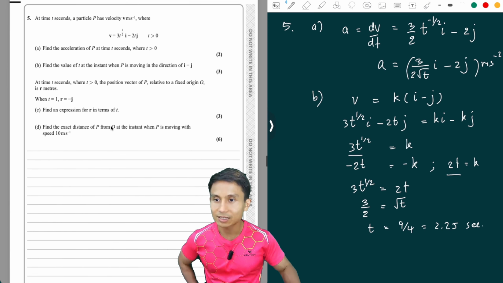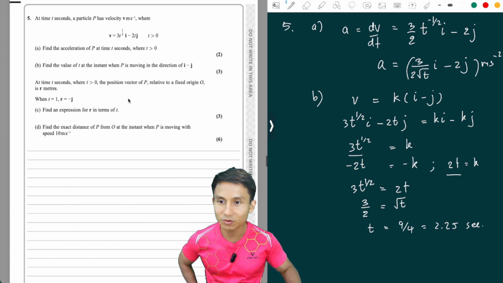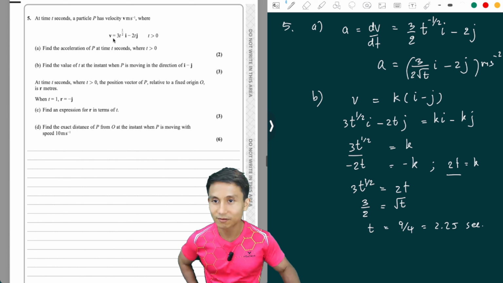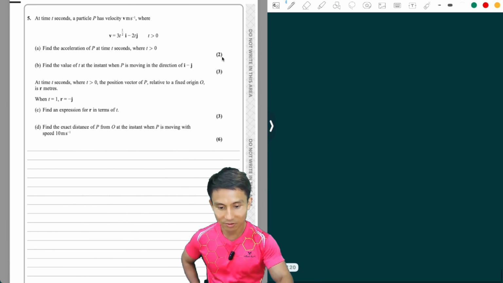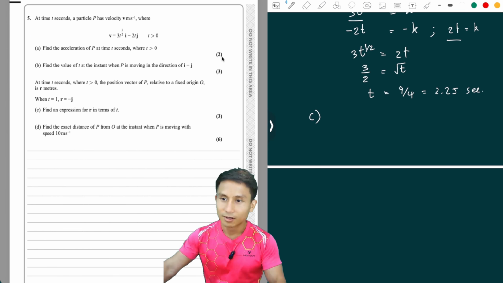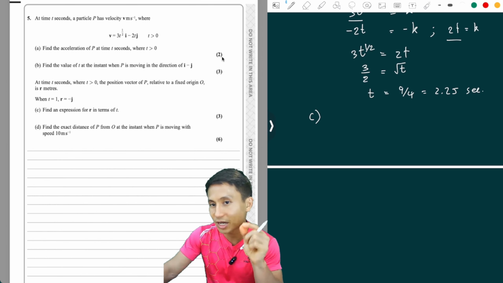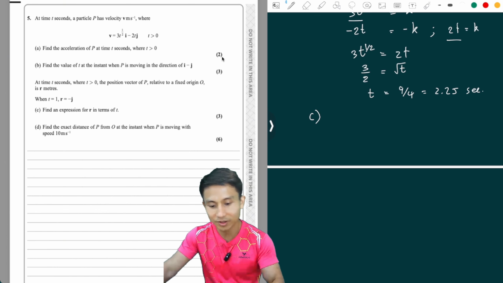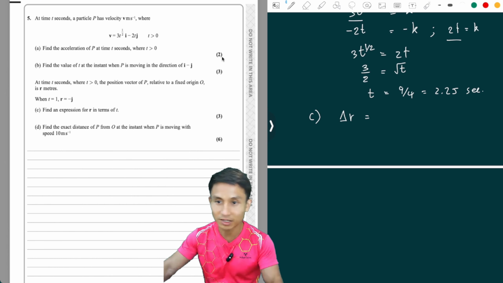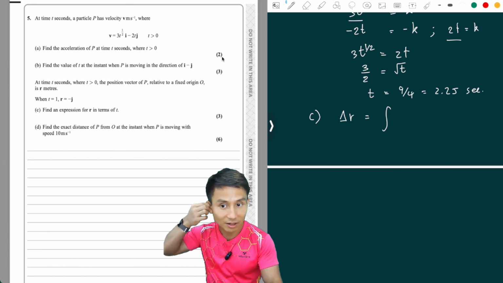Okay? At time t seconds, where t is greater than 0, the position vector of P relative to a fixed origin O is r meters. When t equals 1, r is minus j. So this is asking you to find the position vector from velocity. So we're going to integrate. Note that this is just the change in the displacement, the change in position vector, if you like. So this is delta r. It's just going to be given by the integral of v dt.